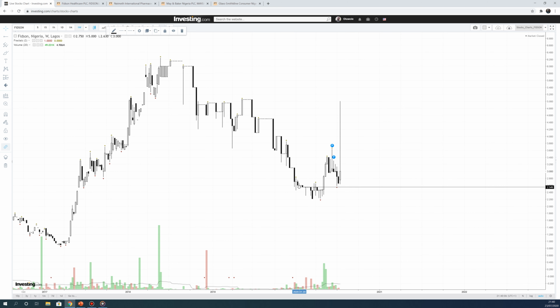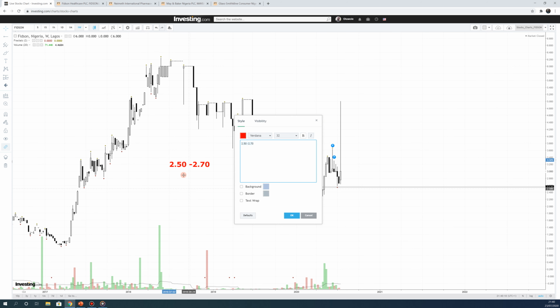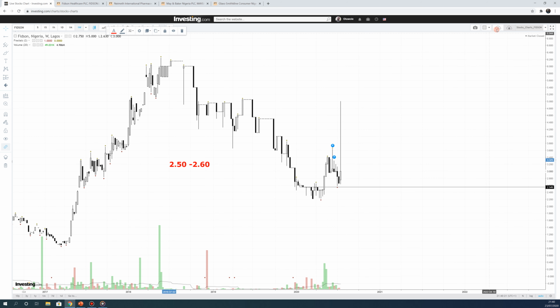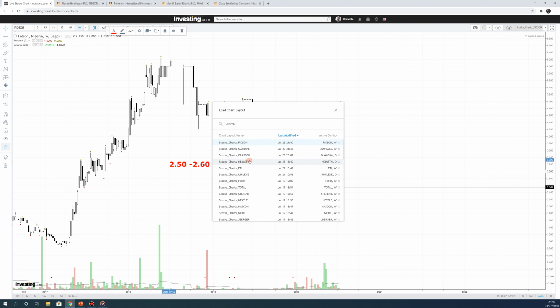Okay, let me write it down. Save it, probably for my own use as well. Let me say 250 to 260. 2 naira 50 kobo to 260. Alright, let's go to Nigerian.